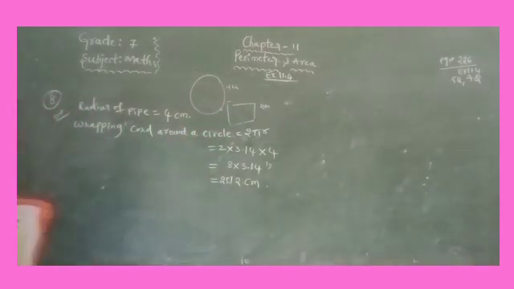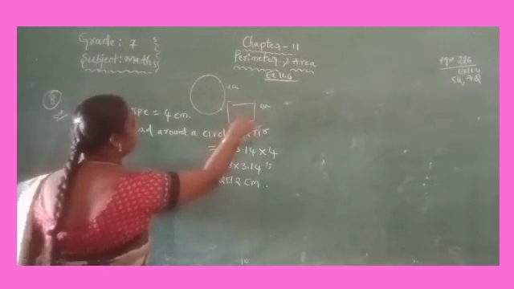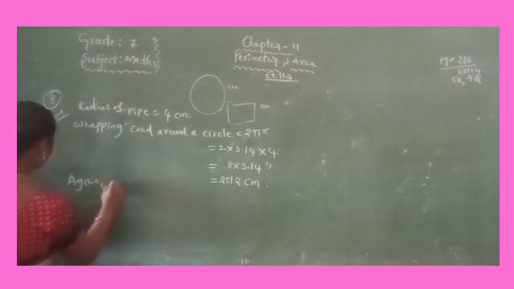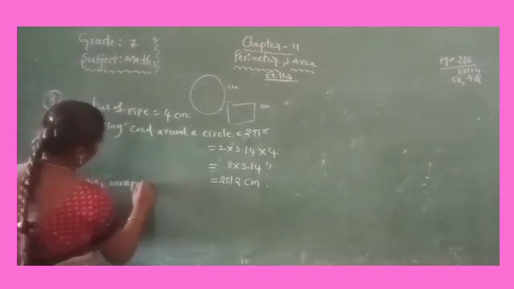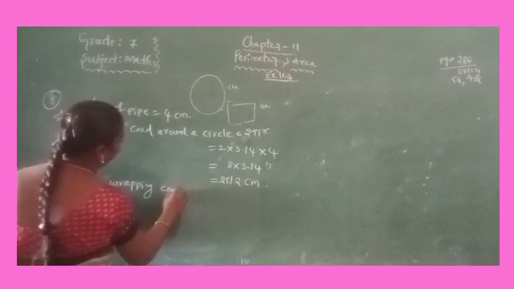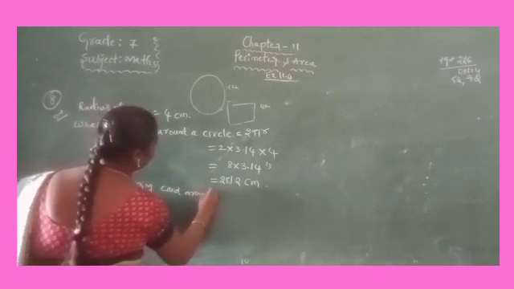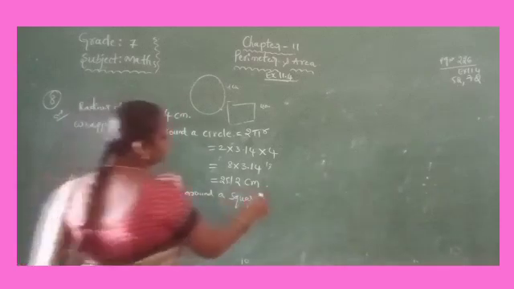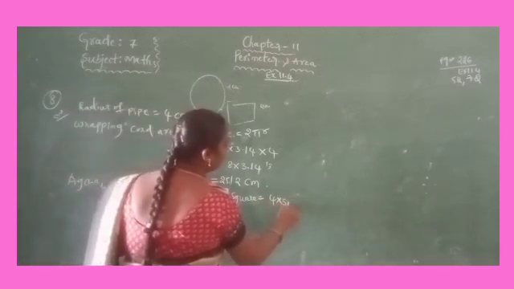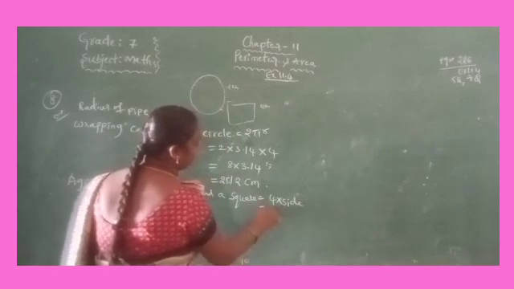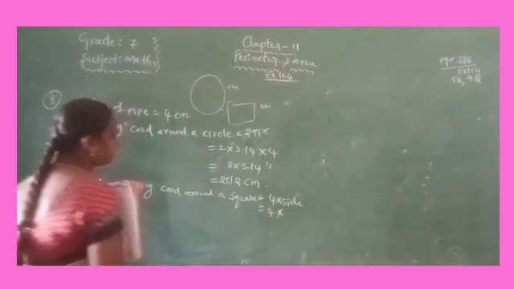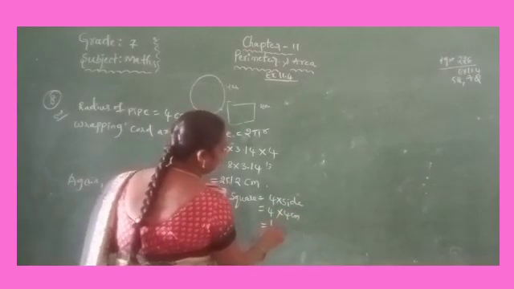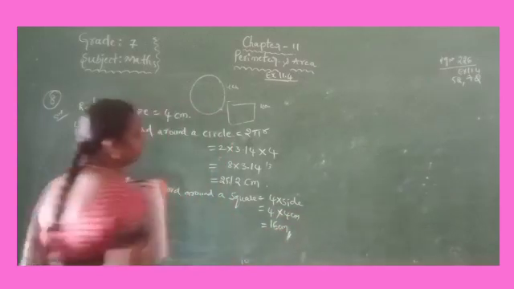Again she has wrapped that cord around a square. So write that down again. Wrapping cord around a square, that is the perimeter. Perimeter of your square is 4 into side. 4 into what is the side given? 4 centimeters, equal to 16 centimeters.